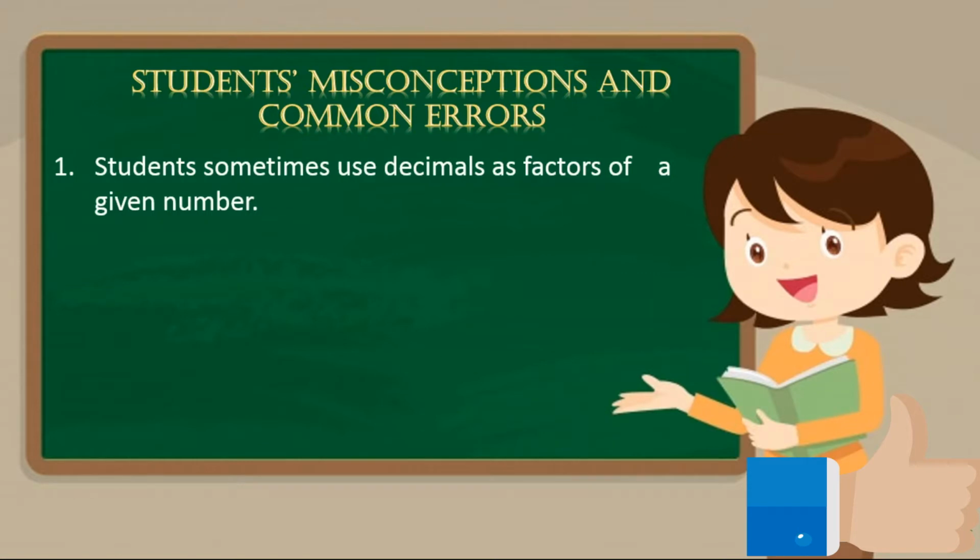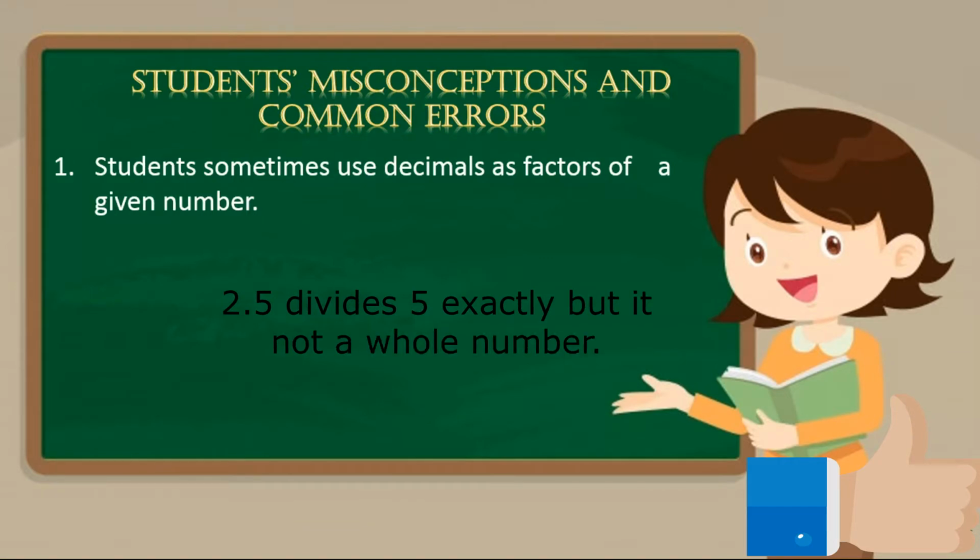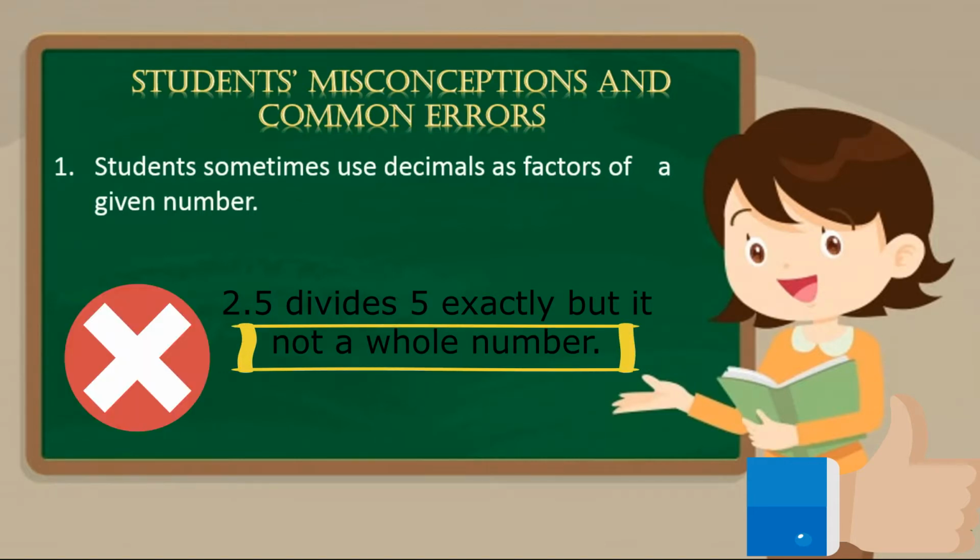So considering the fact that 2.5 divides 5 exactly, yes, it does, but 2.5 is not a whole number. Rather, it is a decimal. So we cannot consider that one a factor of 5.